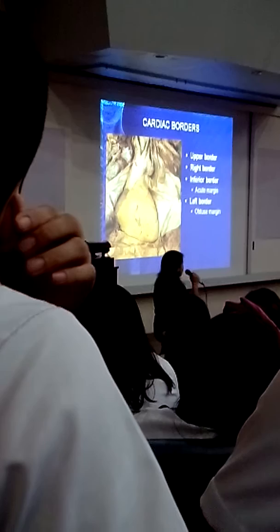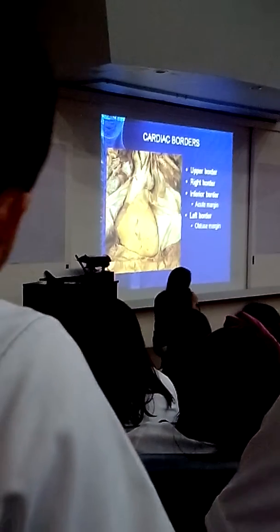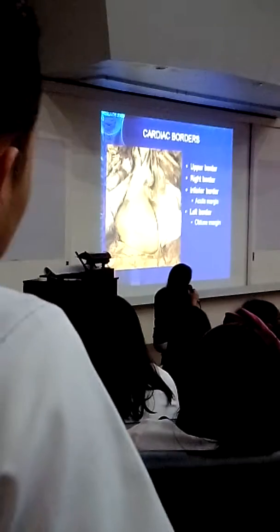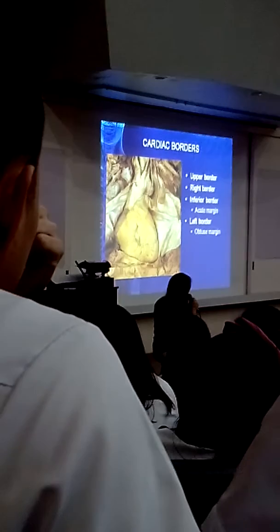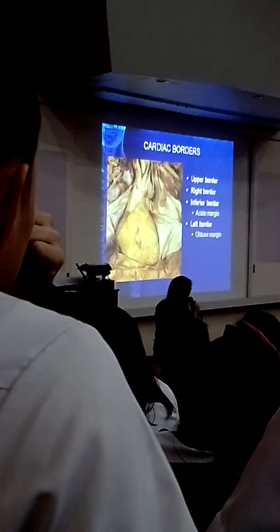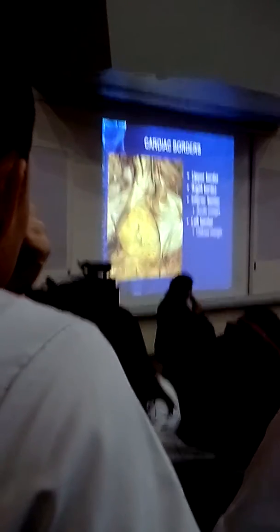So I've mentioned this already, the cardiac borders of the heart. The upper border is formed by the right and left atrium and its auricles, the right border by the right atrium, the inferior border by the right ventricle and partly by the left ventricle near its apex, and the left border is by the left ventricle and partly by the left auricle at its superior end.